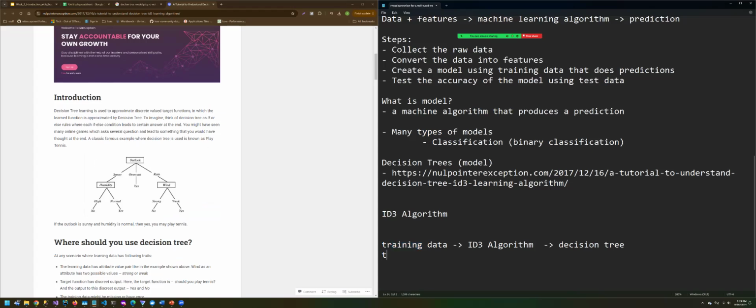And then once that tree is created, you're going to take different data you haven't seen, and run it through the decision tree to make predictions. And so now you have predictions.